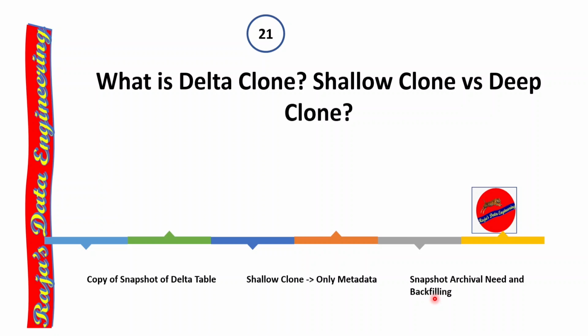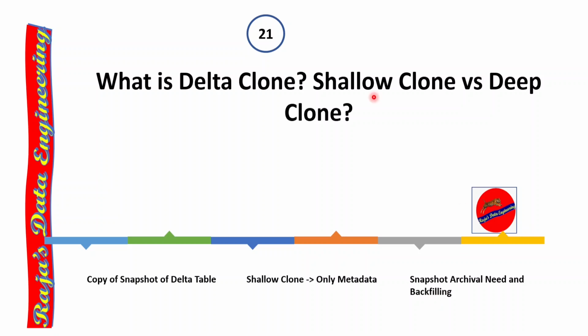So basically we are taking a copy of a snapshot at a particular time. For example, I am creating a clone of today's data and also tomorrow's data. So it is going to create two different clones, so we keep an archive of past data. So that is Delta clone. Coming to Delta clone, there are two types. One is shallow clone, another one is deep clone.